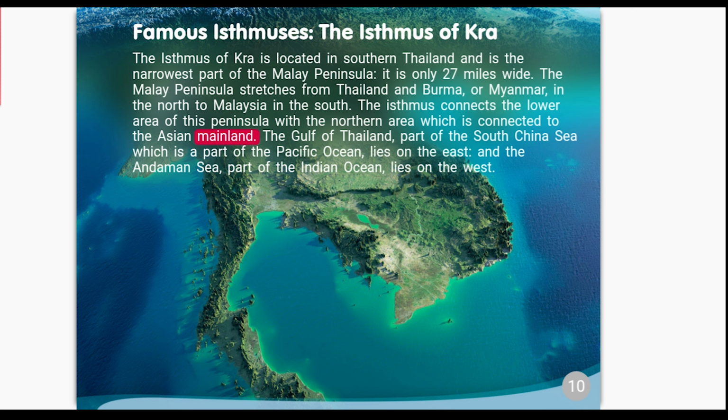The Gulf of Thailand, part of the South China Sea, which is a part of the Pacific Ocean, lies on the east, and the Andaman Sea, part of the Indian Ocean, lies on the west.